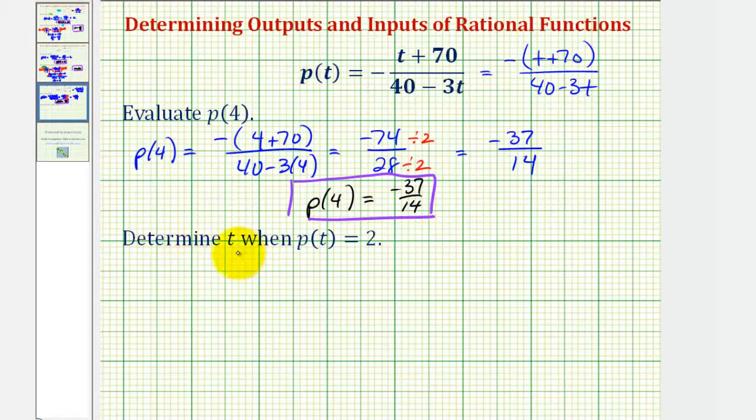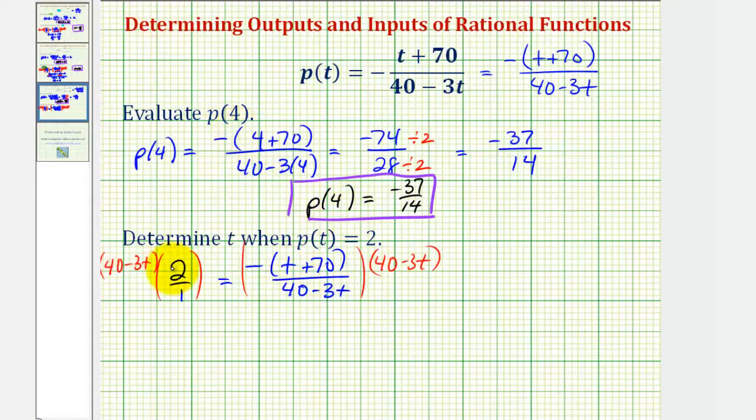And then finally we're asked to determine t when p of t equals 2. So we'll substitute 2 for p of t, giving us the equation 2, or if we want 2 over 1, equals, I'm going to use this form again, so the opposite of t plus 70 divided by 40 minus 3t. Again, we could cross multiply or multiply both sides of the equation by 40 minus 3t. On the left, if we distribute, we would have 80 minus 6t. On the right side, this simplifies to 1, so we have the opposite of t plus 70.